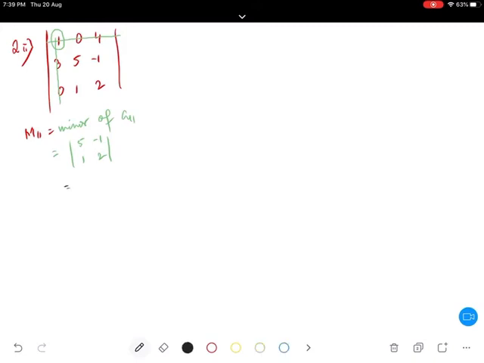So what is the determinant of this? 5 into 2 is 10, minus of minus 1 into 1 is minus 1. So it is 11. Now tell me fast, M12 will be what? It will be 3 minus 1, 0 2. So how much is that? M13 is how much? 3 5 0 1. How much?